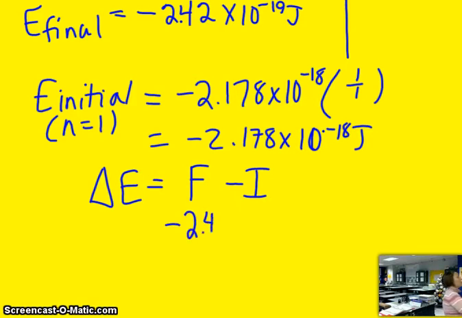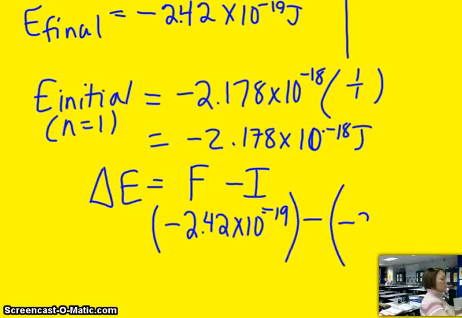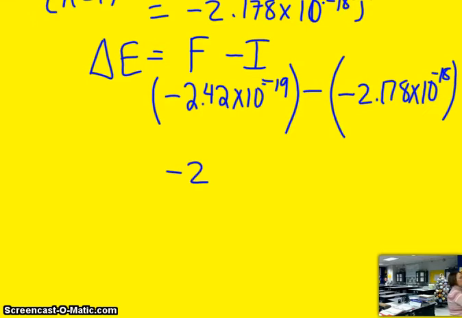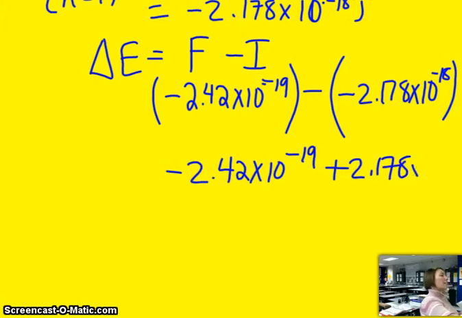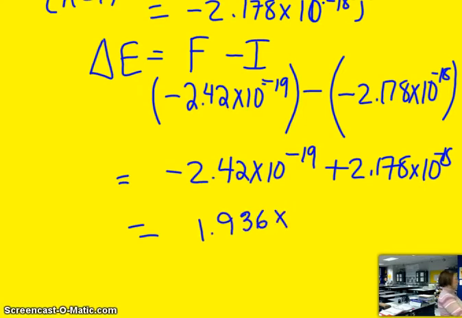So we have negative 2.42 times 10 to the negative 19th, excuse me, that's 19th, minus negative 2.178 times 10 to the negative 18th. Two negatives equal a positive. So what you're really doing is negative 2.42 times 10 to the negative 19th plus 2.178 times 10 to the negative 18th, which turns out to be, if you add them together, 1.936 times 10 to the negative 18th joules.